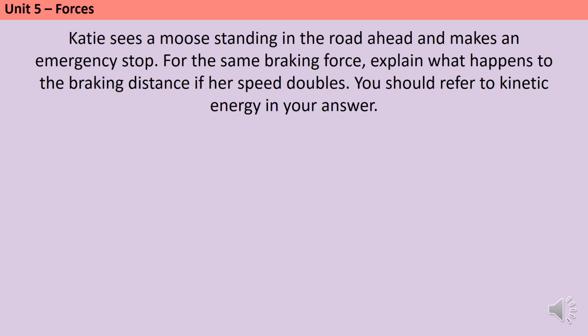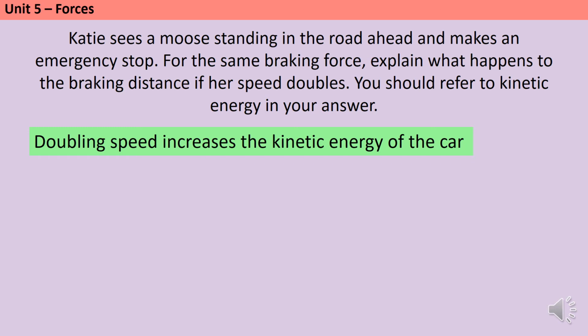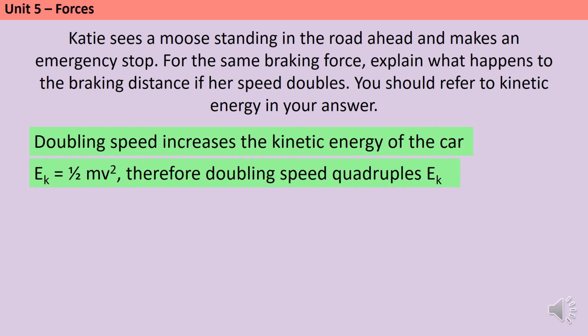We can use all of this information to explain why an increase in speed affects braking distance the way that it does. In this question, Katie is driving when she sees a moose and has to perform an emergency stop, and we're asked to explain what will happen if her speed doubles. Firstly, we should say that doubling the speed will increase the kinetic energy of the car. That on its own is probably worth a mark. If we can then use equations to explain this quantitatively, that's worth a second mark. So EK is half mv squared, therefore doubling her speed will quadruple the amount of kinetic energy that the car has.